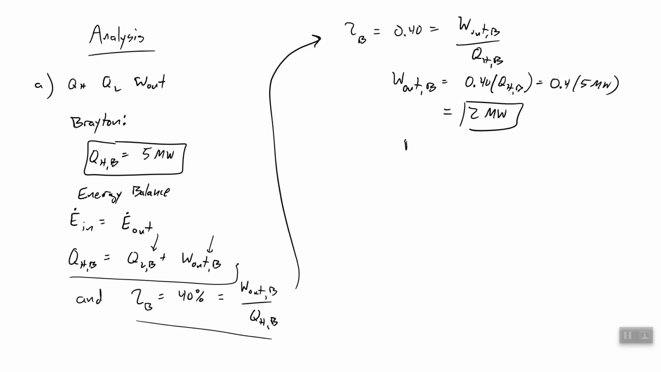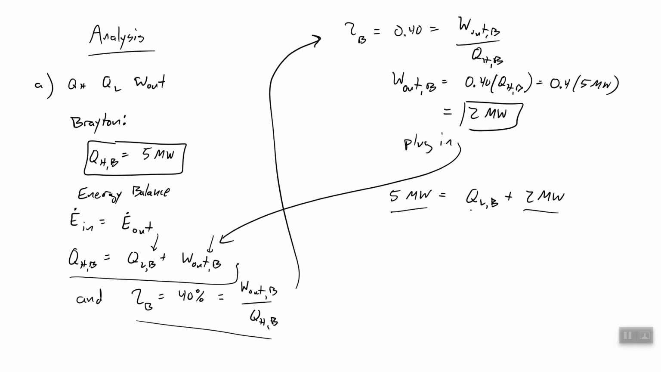Now we can plug this into our energy balance equation and get QHB, which is 5 megawatts, is equal to QLB, which is what we're looking for, plus the work out, which is 2 megawatts. So if we put in 5 megawatts and got out 2 megawatts of work, then the heat rejected must be what's left over, or 3 megawatts.